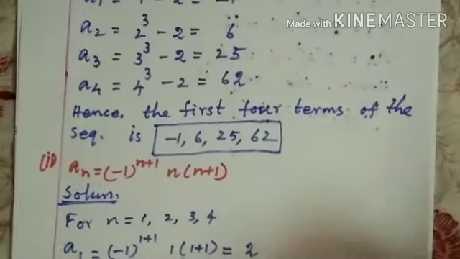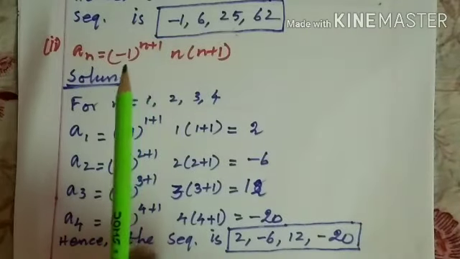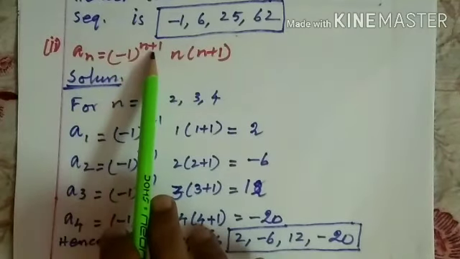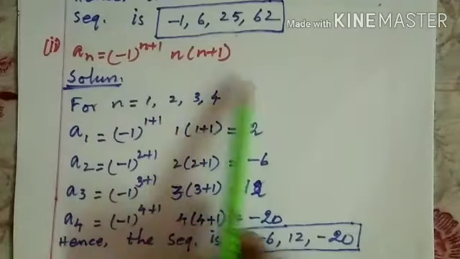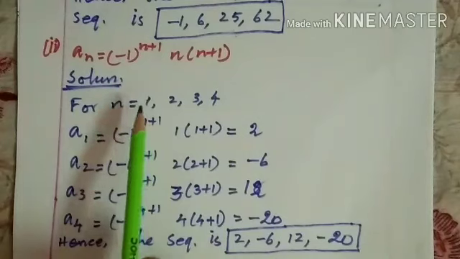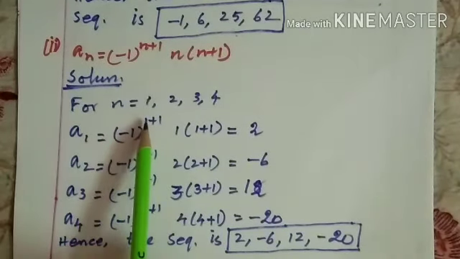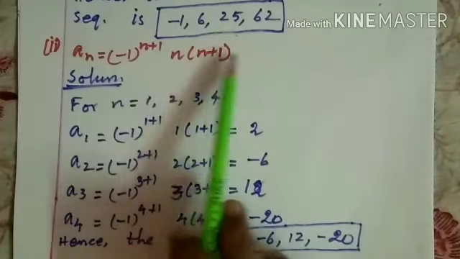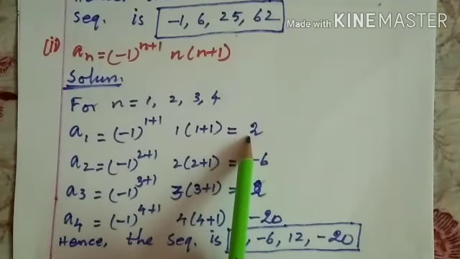Then the second subdivision. First you take down and write the given nth term, that is a_n is equal to (-1) to the power n plus 1, into n into n plus 1. Here also you have to take n as 1, 2, 3, 4. See, for n equal to 1, a1 is equal to (-1) to the power 1 plus 1, then 1 into 1 plus 1. You have to simplify this and we get 2.